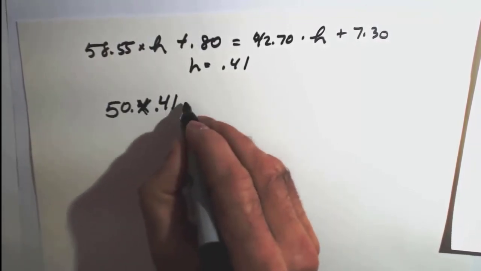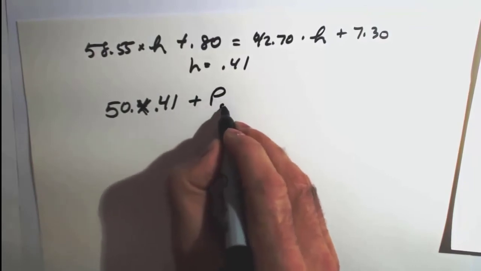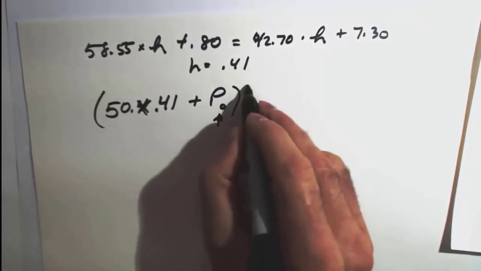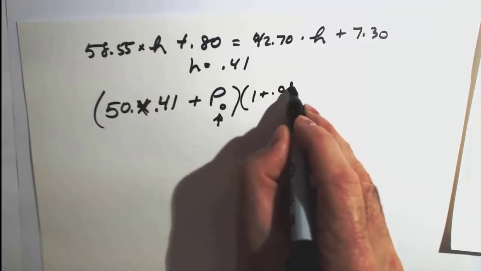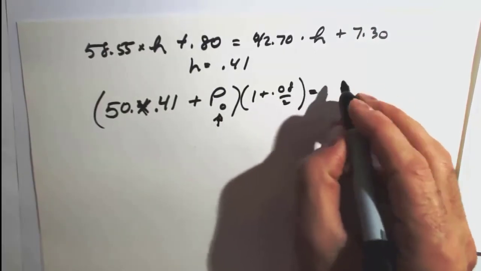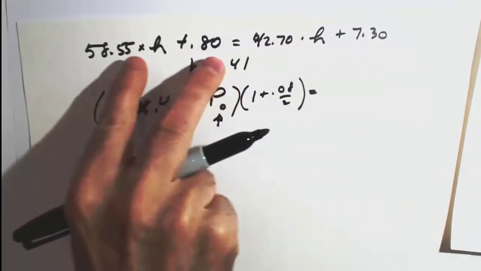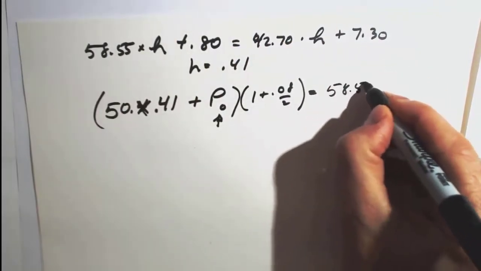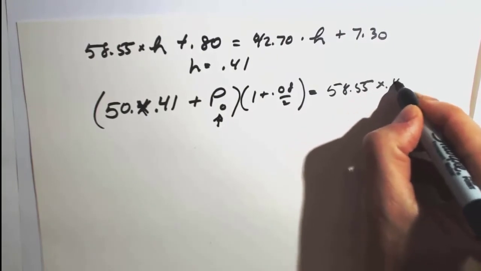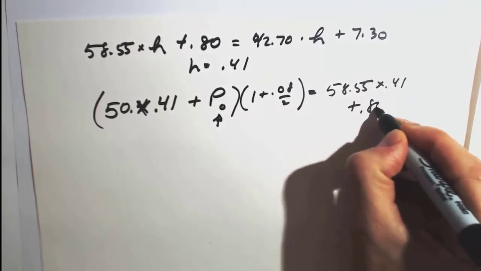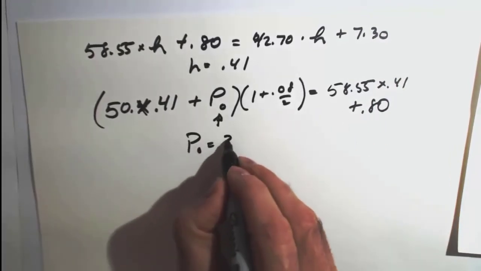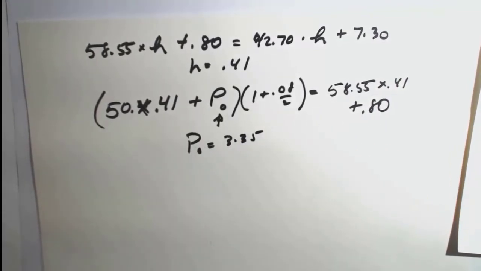Plus P subscript 0. That's what we're solving for. This has to grow at the risk-free rate. And it's going to equal, it doesn't matter if it's this side or this side. I'll pick the upside, 58.55 times 0.41 plus 80 cents. Solve this out, and the put is worth 335.